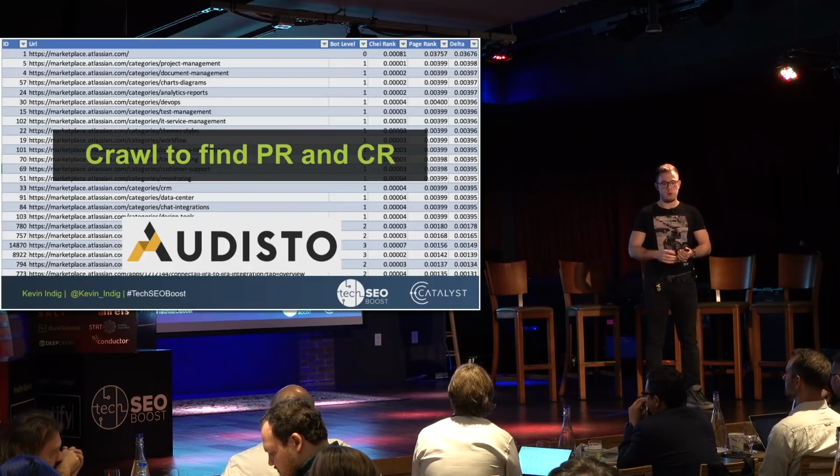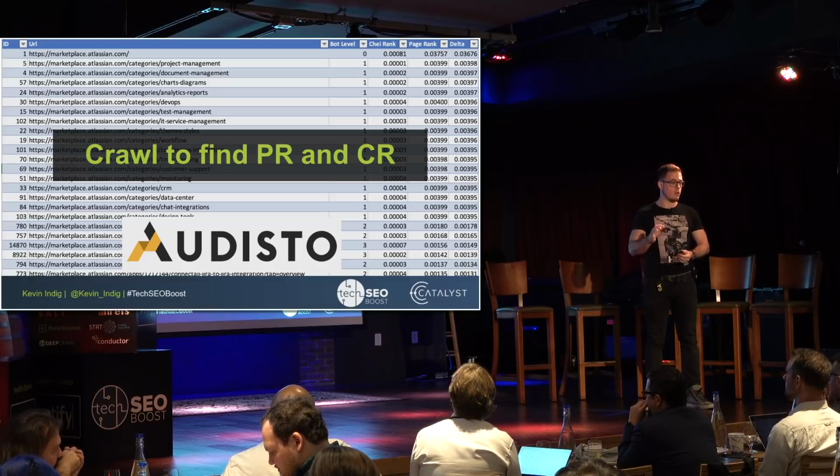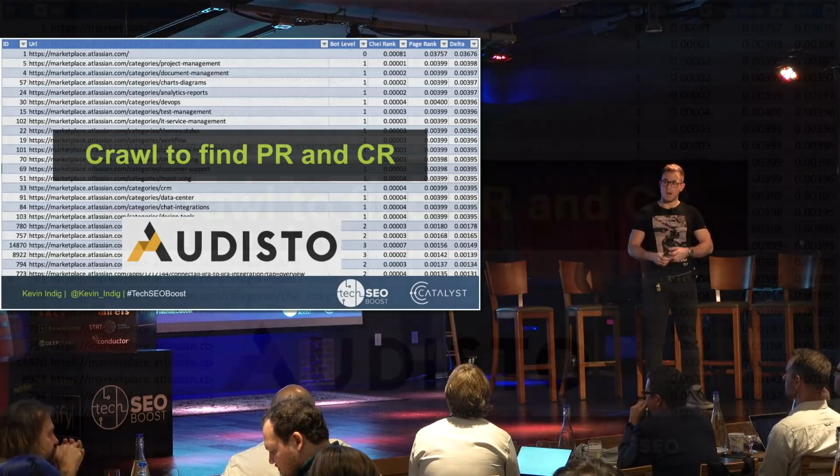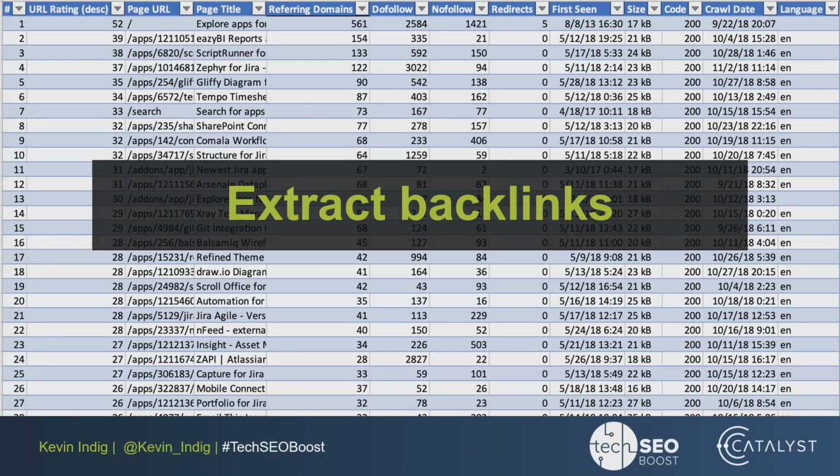Then I pulled the stats from a bigger site at Atlassian. It's our marketplace, which has around 40,000 URLs. I pulled that with Audisto. It's a German tool, good old German engineering, and calculated PageRank and CheiRank. And then I extracted a ton of backlinks.